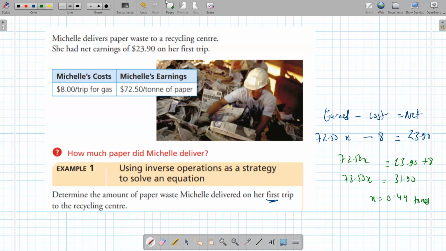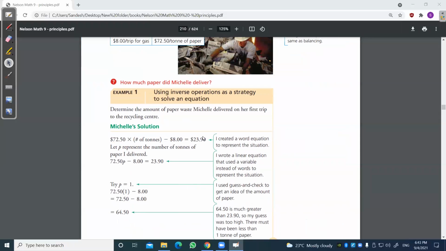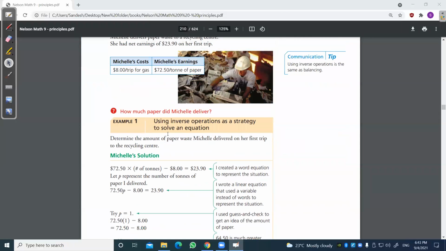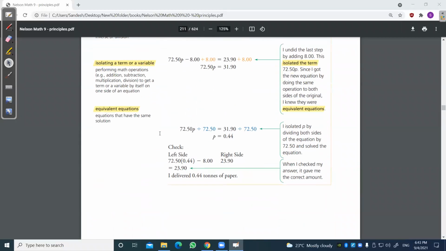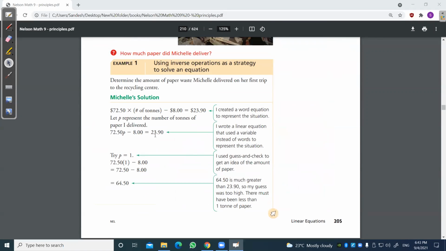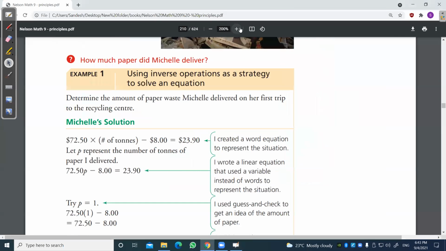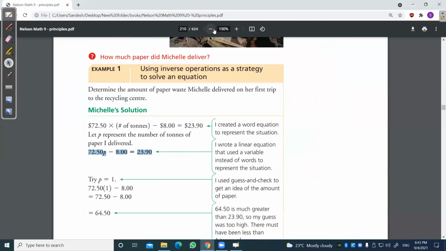Again, very simple. Just a linear equation. The hard part is, again, you want to make the equation. That's always the hardest part. They got the same answer, but I don't know what they did. If you have this, then you should be able to solve it. Add 8, divide by 72.5. It's a two-step answer.